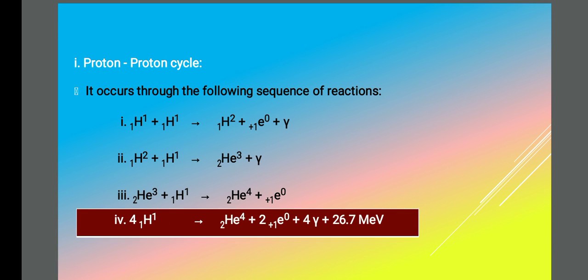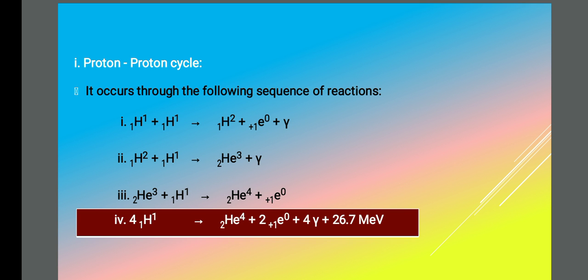So coming to proton-proton cycle, what happens here is, first two hydrogen atoms, that is nothing but protons, combine to give deuterium plus positron plus gamma radiation. Then this deuterium combines again with a proton to give helium 3 plus gamma radiation. Then the helium 3 combines with a proton to give you helium 4 plus positron. So this is the reaction taking place.